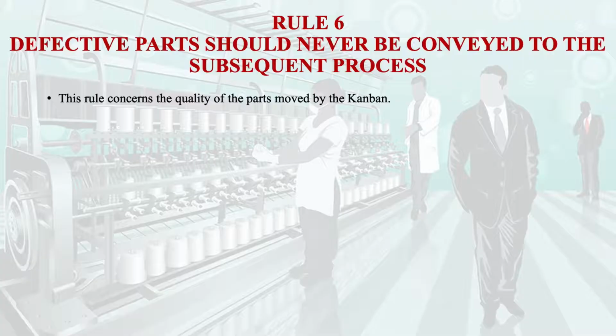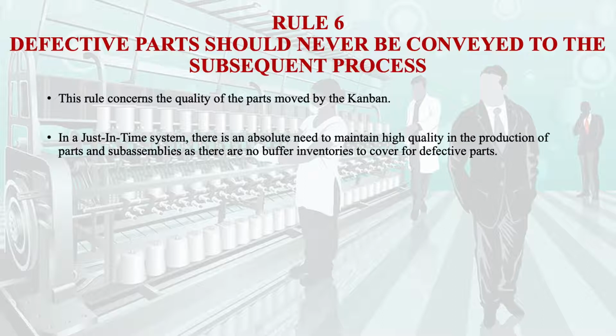Rule 6 says defective parts, if any, should never be conveyed to the subsequent process. This rule concerns the quality of the parts moved by the Kanban. In a just-in-time system, there is an absolute need to maintain high quality in the production of parts and sub-assemblies, as there are no buffer inventories to cover for the defective parts.